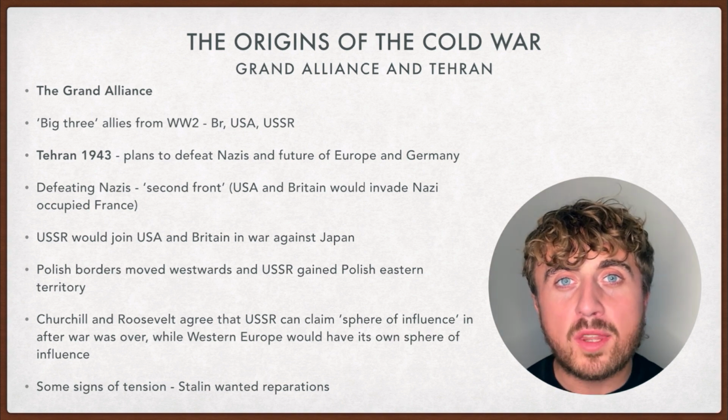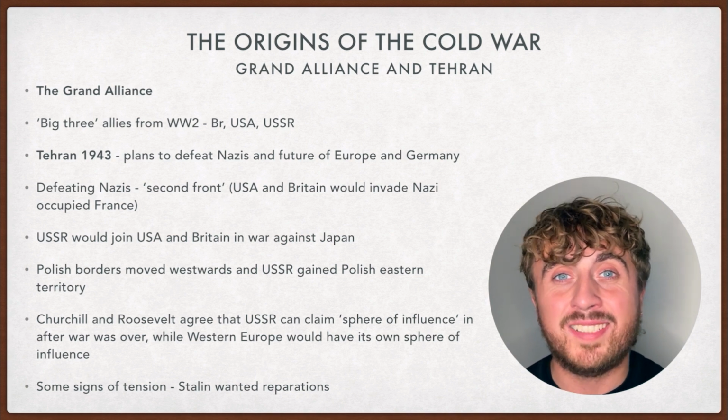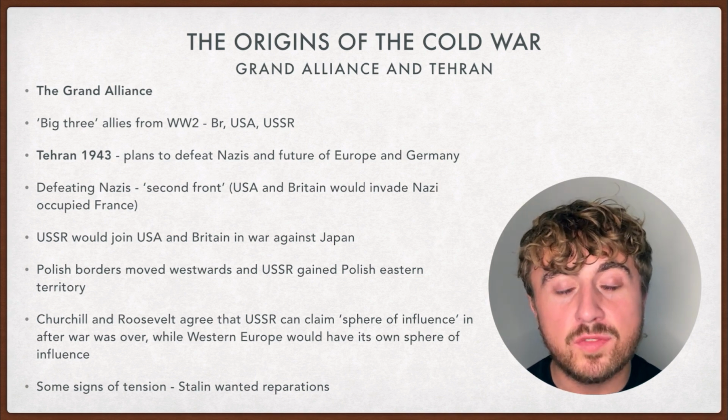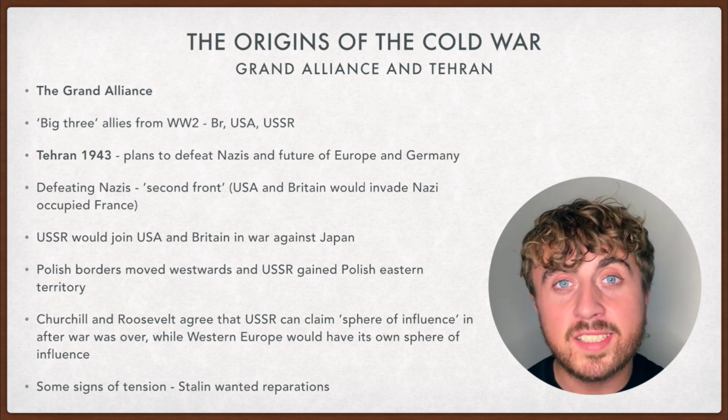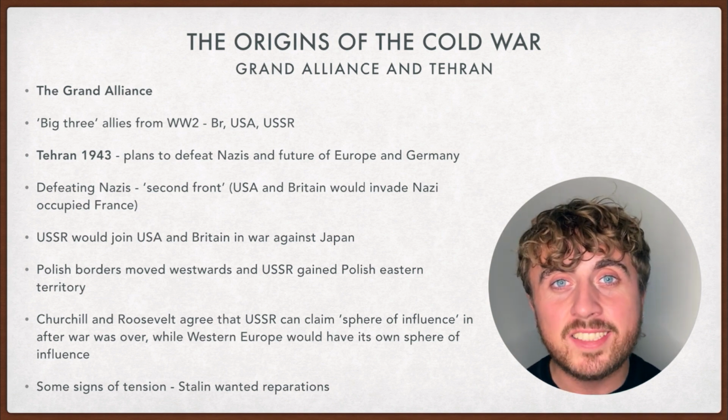It was agreed that the Western powers would be in charge of a sphere of influence over Western Europe, a capitalist sphere of influence, while the USSR would have their own communist sphere of influence over Eastern Europe.